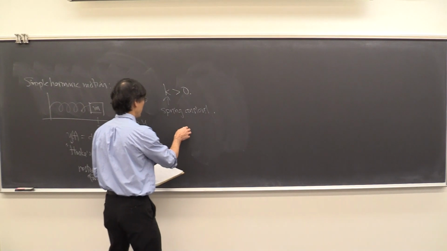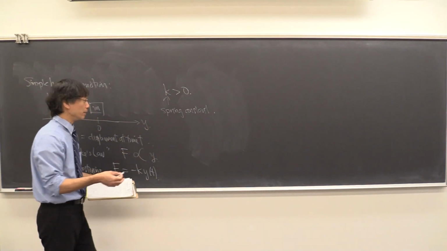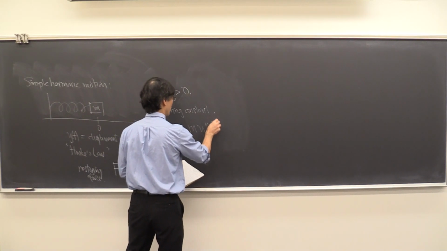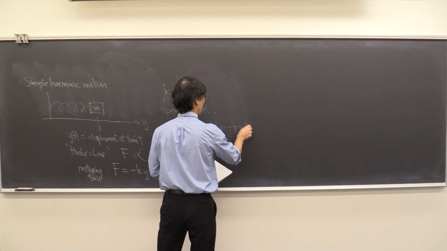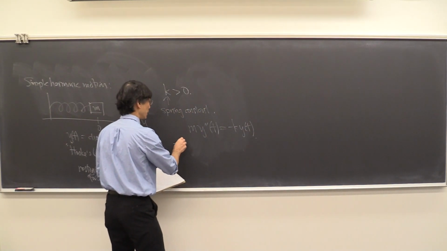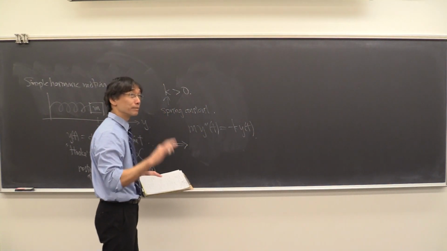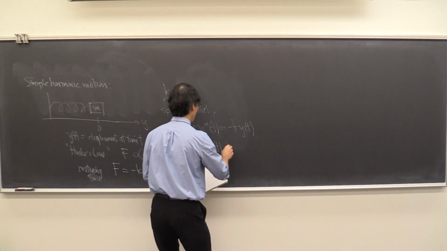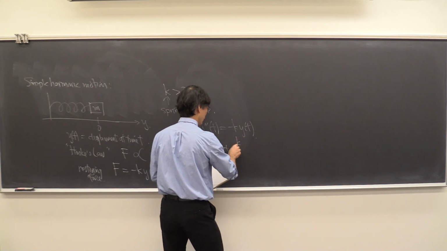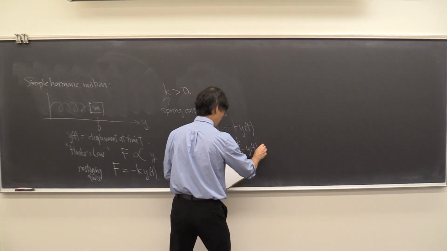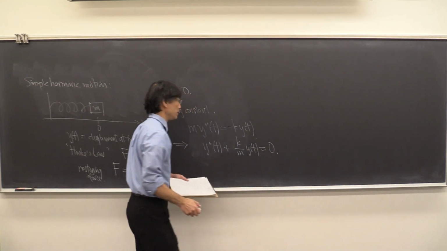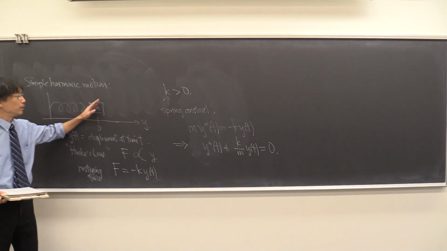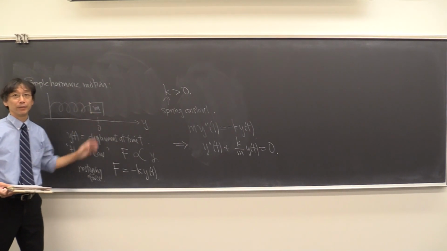Okay. Then force equals mass times acceleration, so you get the mass times the acceleration equals negative k y(t), right? And so this gives you y double prime plus k over m y(t) equals 0. Okay. So this is the differential equation that the displacement is going to satisfy for the spring.